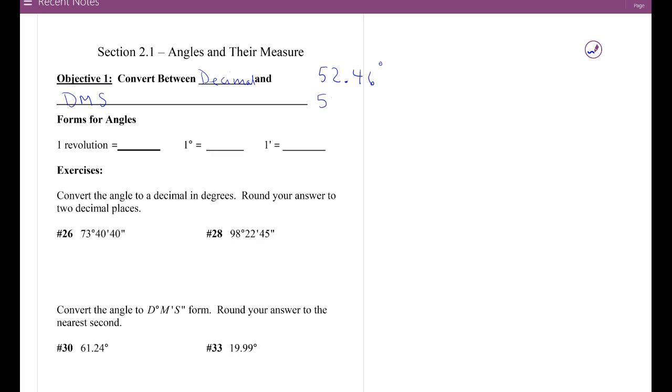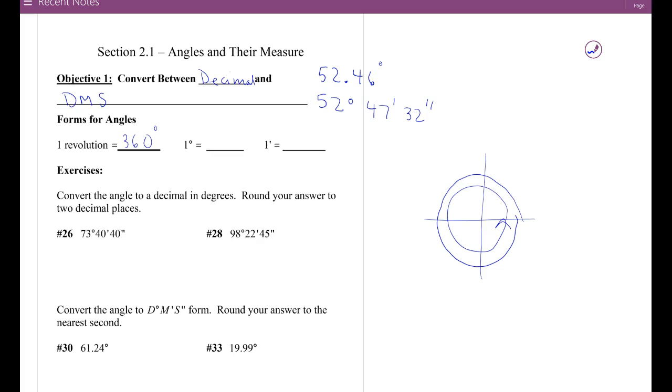That would look like 52 degrees, maybe 47 minutes and 32 seconds. Those aren't the same, but that's what it looks like when you write an angle in degrees, minutes, seconds format. So one revolution all the way around the circle, well, let's see, we said 90 degrees, 180, 270, must be 360 degrees.